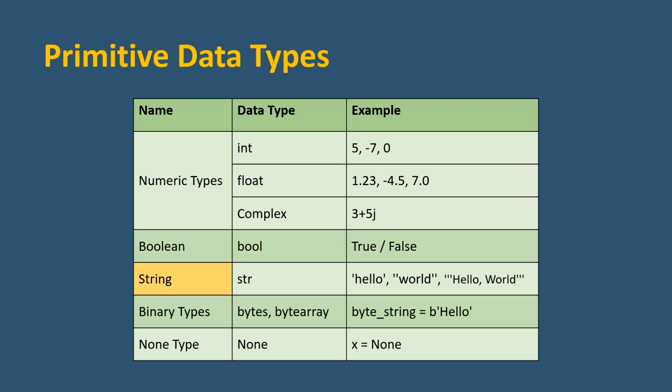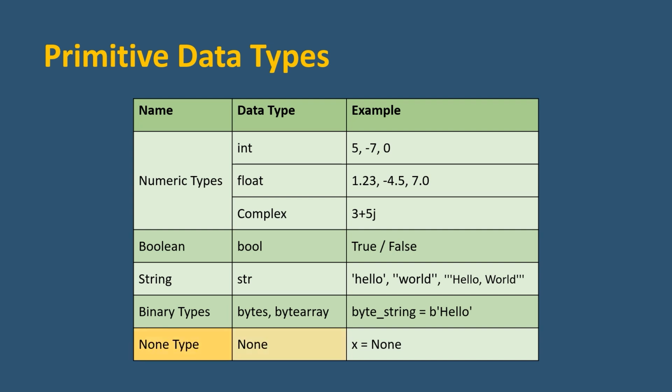String. This is used to represent text. Strings in Python can be created using single quotes or double quotes or even triple quotes. Binary types. The data types bytes and byte array represent sequences of bytes. They are particularly useful for working with binary data or interacting with low-level system operations that require direct memory manipulation.